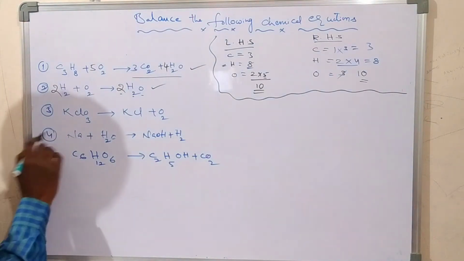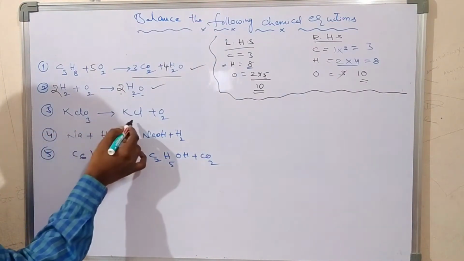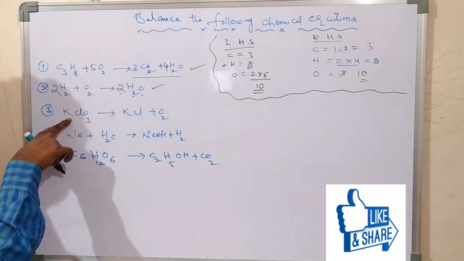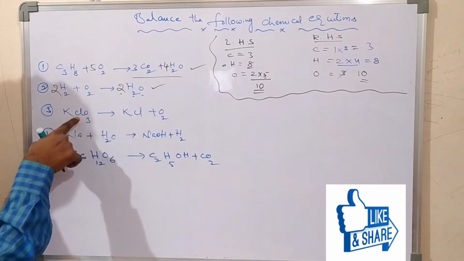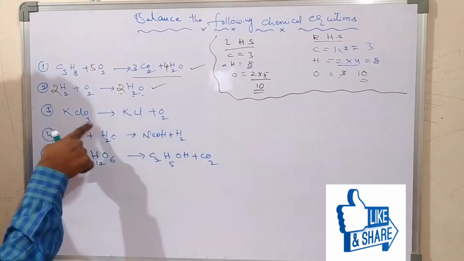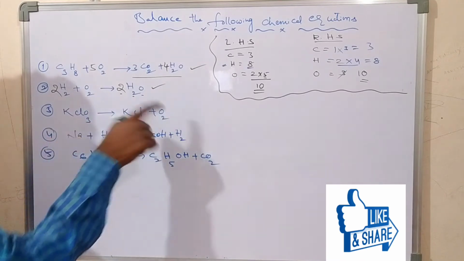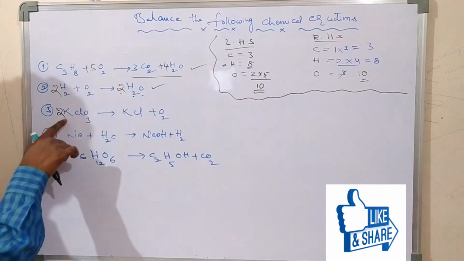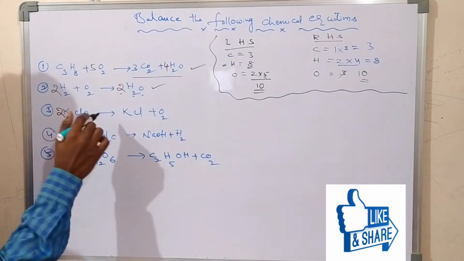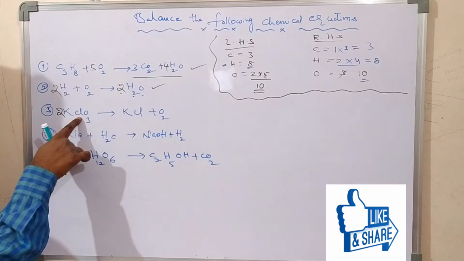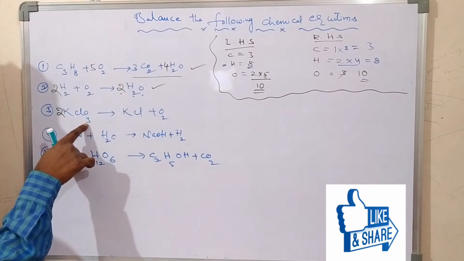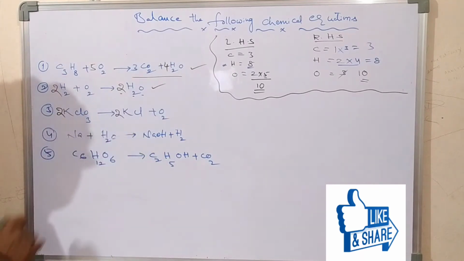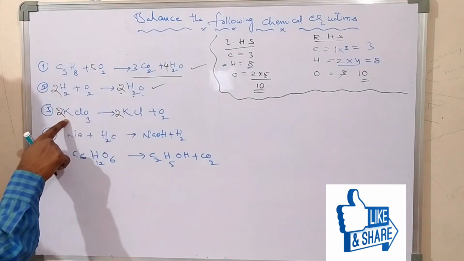Now the third one: you see KClO3, potassium chlorate, giving potassium chloride and oxygen. Let's look at here. Potassium here one, here also one. Chlorine here one, here also one. Oxygens here 3, here 2. What do you have to put here? You have to put 2 here. When you put 2 here, how many potassiums? 2 potassiums. How many chlorines? 2 chlorines. How many oxygens? 6 oxygens. To equalize, I have to put 2 here.